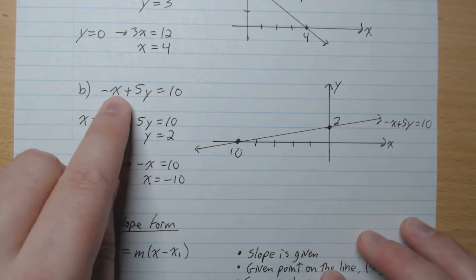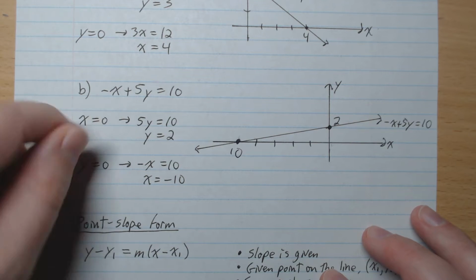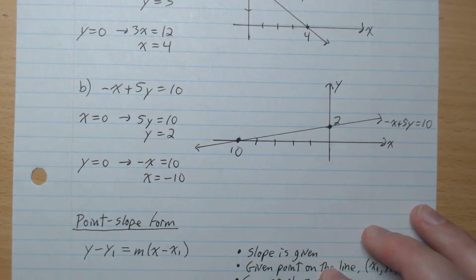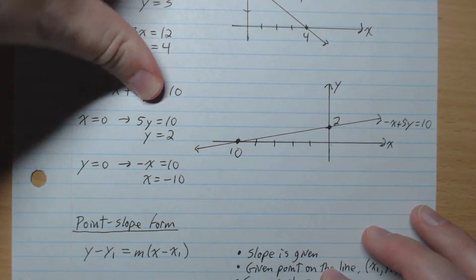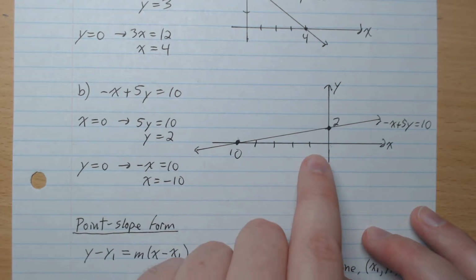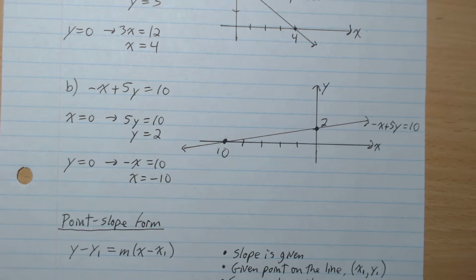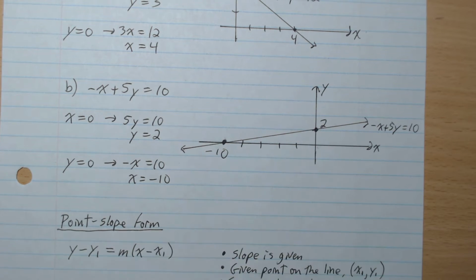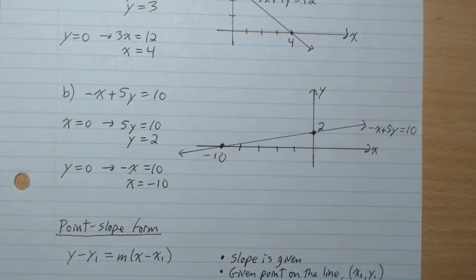B, negative x plus 5y equals 10. So we'll start with x equals 0, plug that in. We get 5y equals 10, and so y equals 2. And then we're going to plug in y equals 0 right there. So we get negative x equals 10, and so x equals negative 10. So here we have 2, 4, 6, 8, 10. So this is actually a negative 10, and then this is a 2. And so we connect the two dots as such.